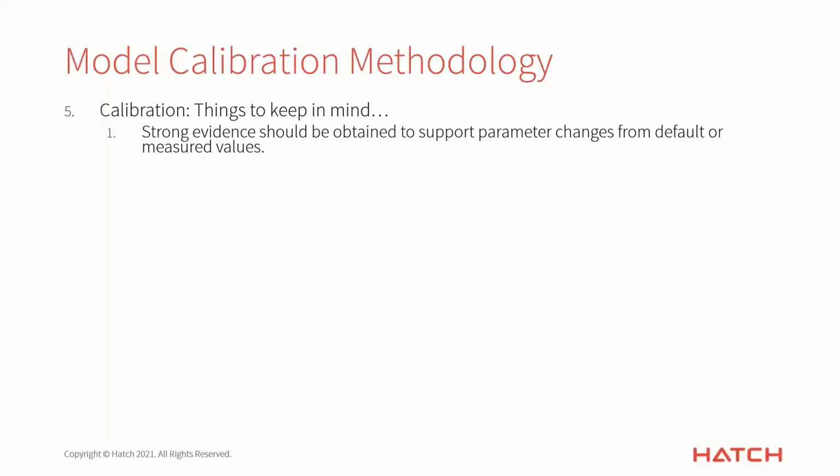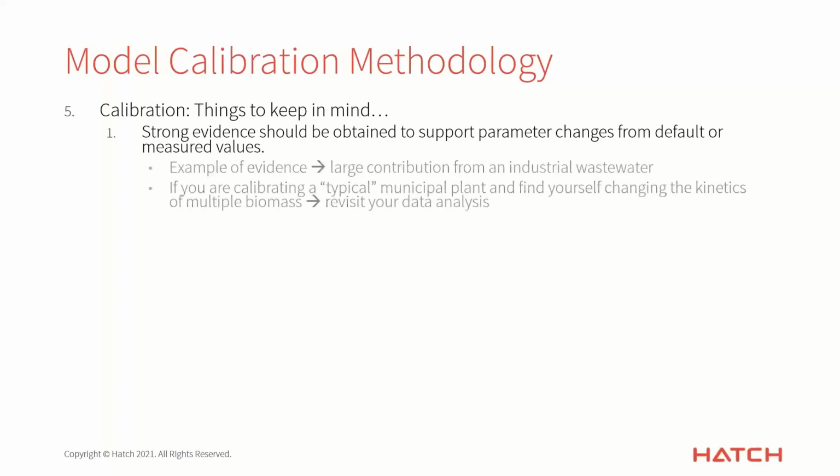So I just wanted to also share some things to keep in mind while you're calibrating your models. The first one is that you should have some strong evidence to support any parameter changes from default or measured values. An example of strong evidence would be that you have a large contribution from an industrial wastewater. In GPSX, the default parameters we have are for municipal wastewaters. So if you have an industrial wastewater, then it's not that hard to justify changing a parameter a little bit to get this to match, and you can feel justified in that, knowing that these parameters were set up for a slightly different type of wastewater.